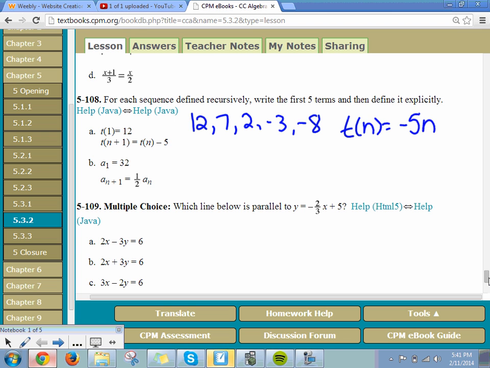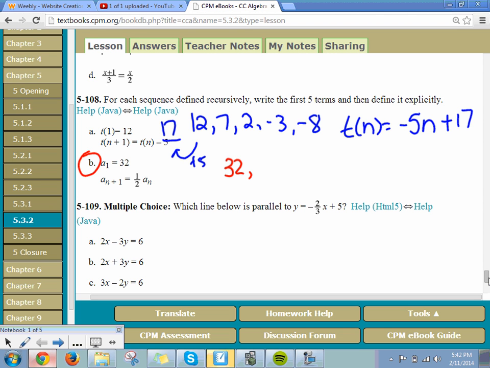For our explicit, T of n is going to be equal to that thing we're doing over and over again. So negative 5n, and then I need to figure out what my 0 term is going to be. So I'm going to take and add 5, which will give me 17. So negative 5n plus 17.